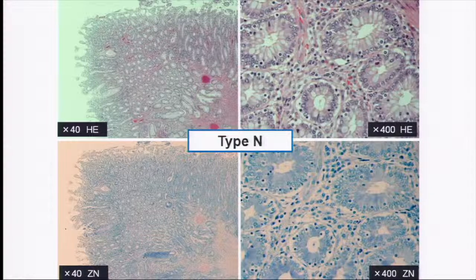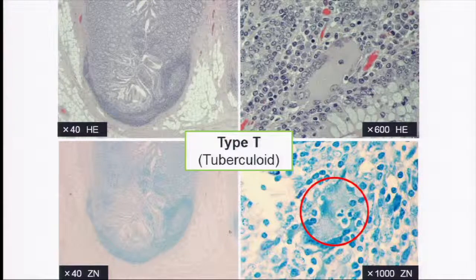From this slide, we show the histopathological figures of the area from mild region to severe region. The top pictures are HE staining, the bottom pictures are ZN staining, the left pictures are low power field, and the right pictures are high power field. This is N-type area. The normal structure of intestinal villi is maintained and shows no specific PTB pathology.